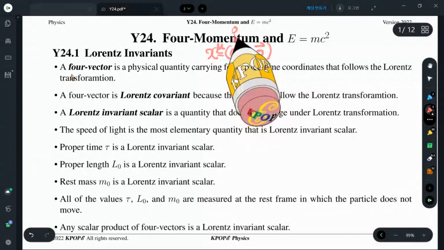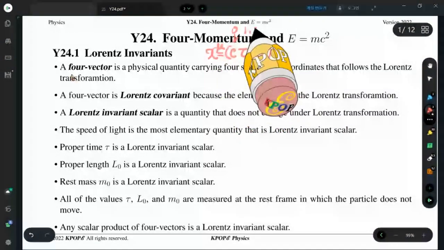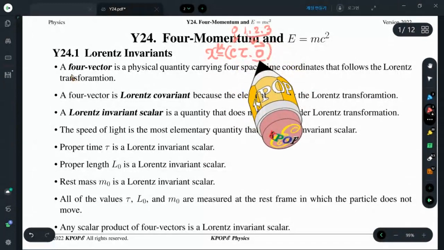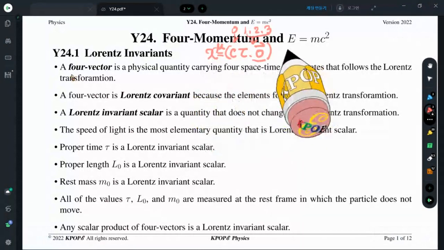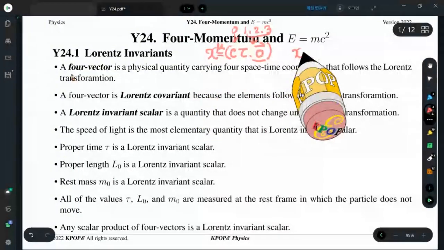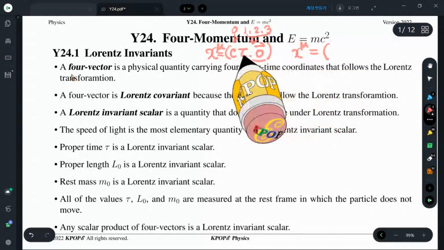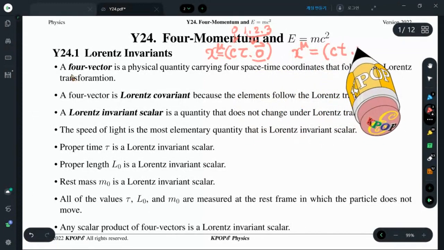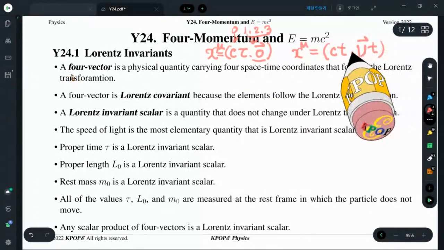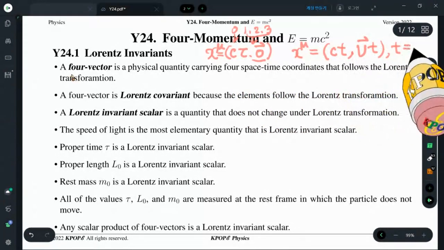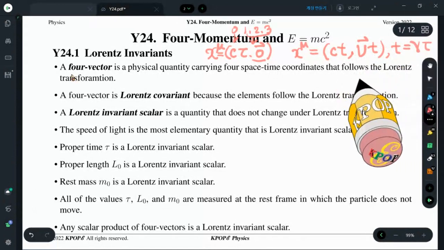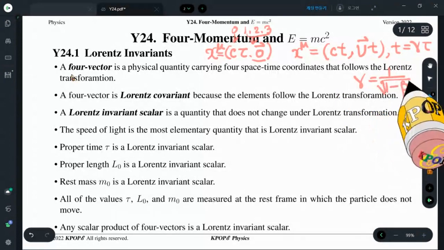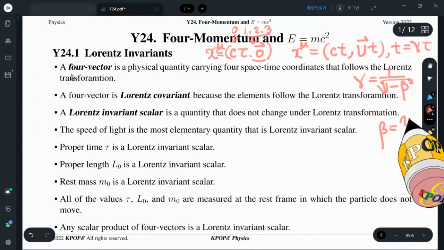The zeroth component is time. The first, second, and third Cartesian components are represented by these three spatial coordinates. If a particle is moving with velocity v, then the time is not proper time. Instead, it is ct and vt. And this time t is γτ, where γ is 1 over the square root of 1 minus β squared, and β equals v over c.